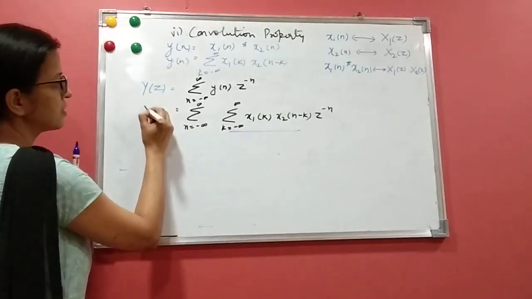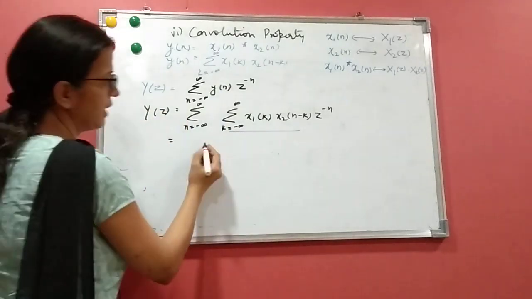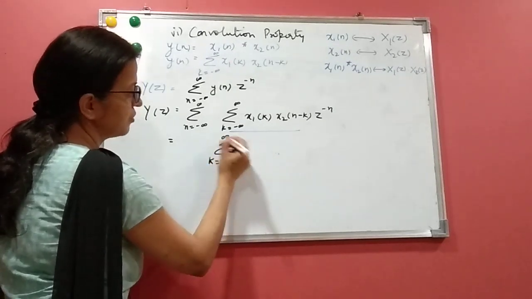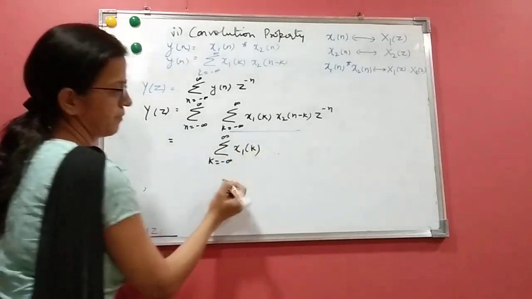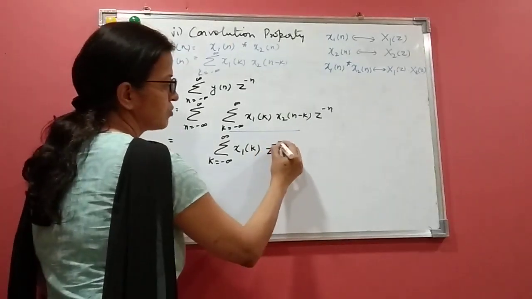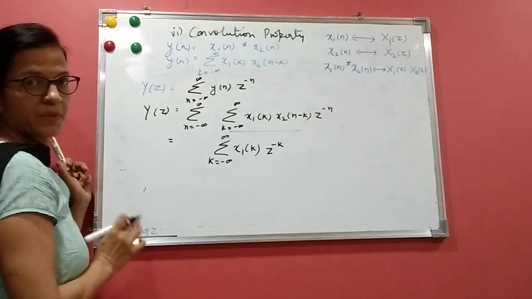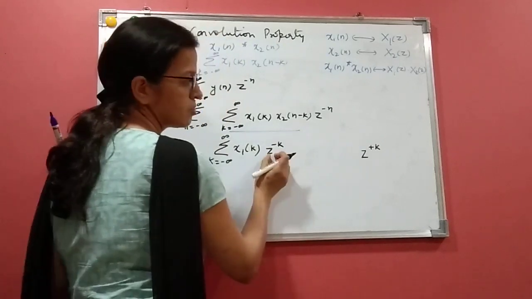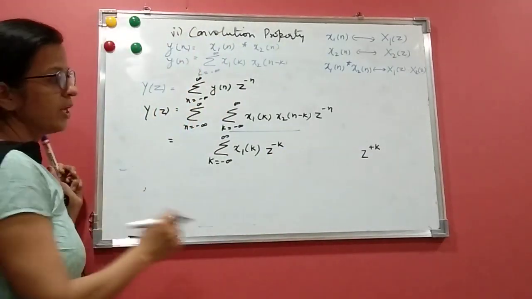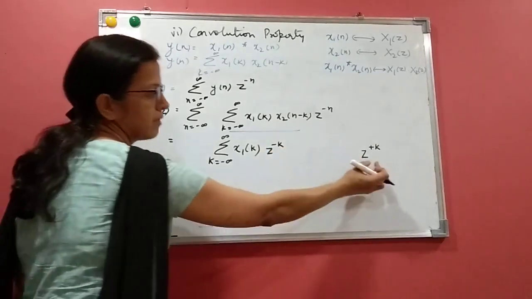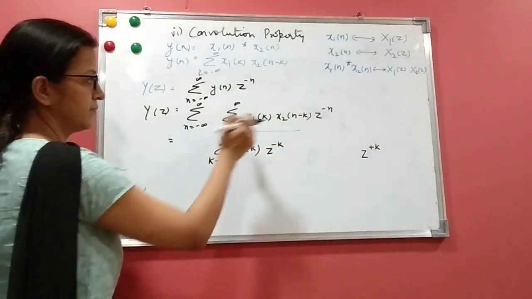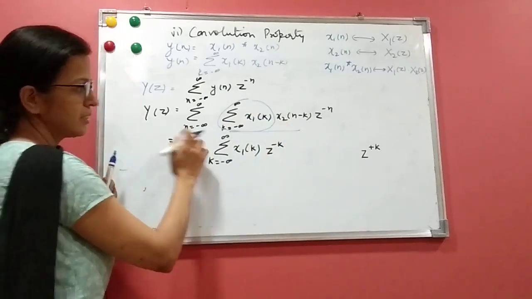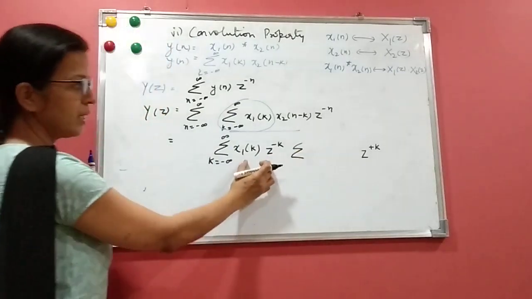Now I have two summations. This one is only for k, so I'll take the summation over k from minus infinity to infinity of x1k. I need z raised to minus k here, but we don't have it, so I'll write z raised to plus k as well. z raised to minus k into z raised to plus k is 1. So I've taken this summation, x1k, and z raised to minus k. What is left is this summation, which does not depend on k, so I've taken the other part outside.